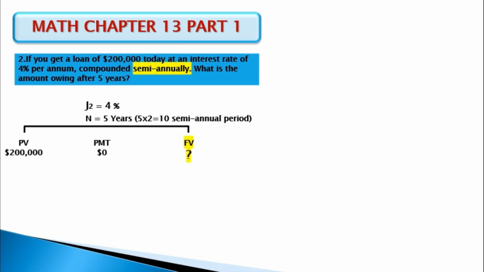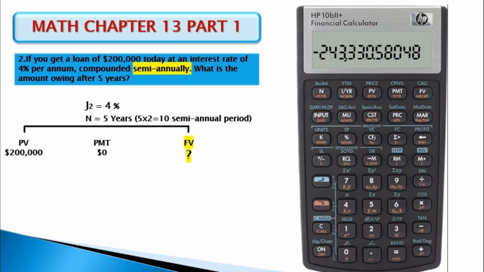So we are asking the calculator to calculate for us the future value, which is the loan amount owing after 5 years, where the interest rate is J2 equals 4. So let's bring in the calculator. So again, we have our calculator.